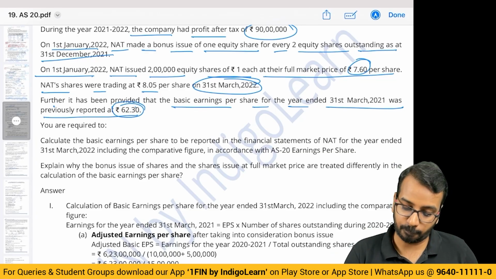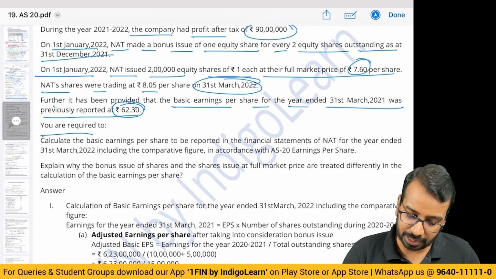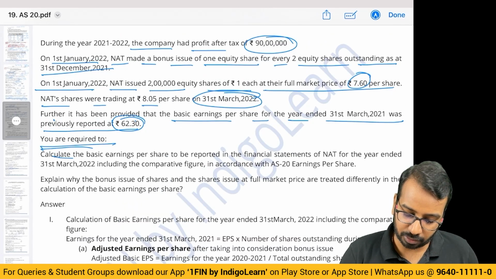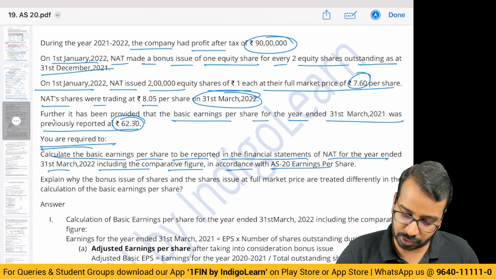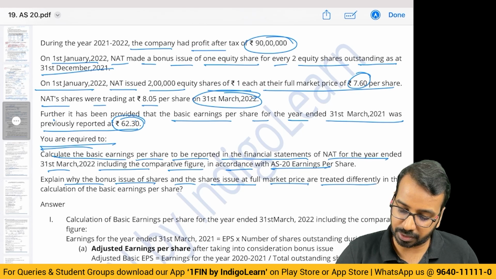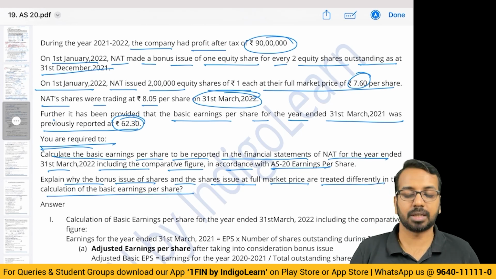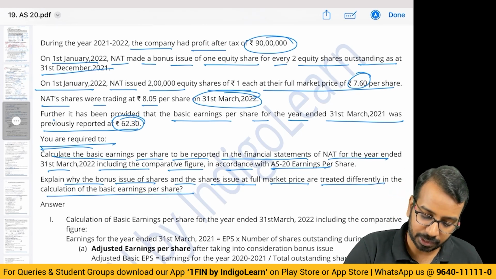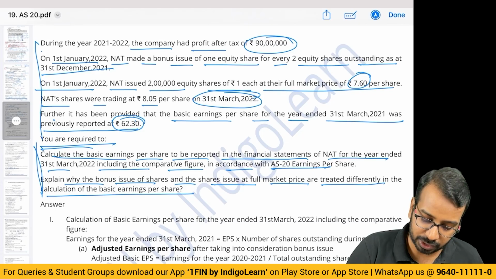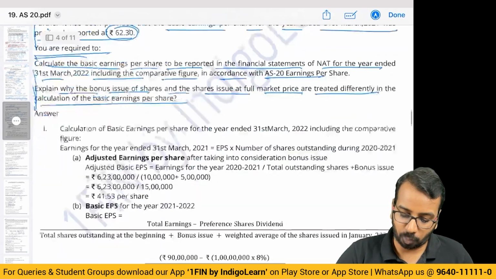That is previous period. You are required to calculate basic earnings per share to be reported in the financial statement before the year ended, including the comparative figure in accordance with AS 20. Explain why the bonus issue of shares and the shares issued at full market price are treated differently in the calculation of basic earnings per share. Now here, this part is straightforward. This is where they have asked more, technical part. Why should we do it?